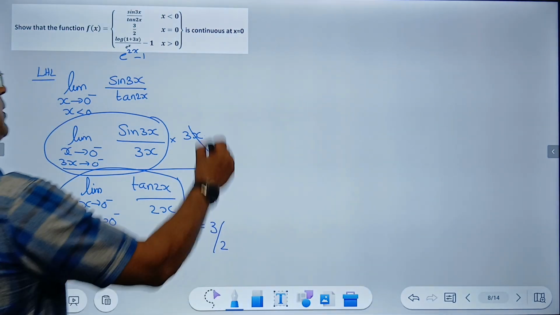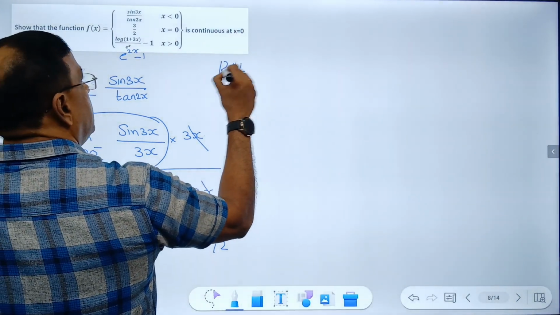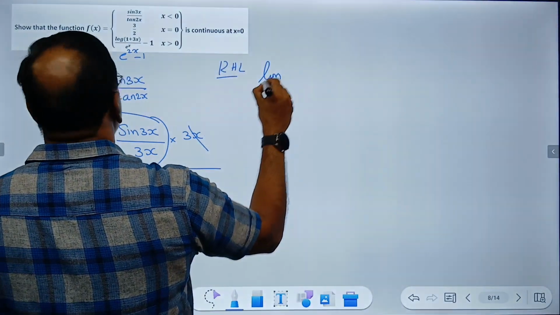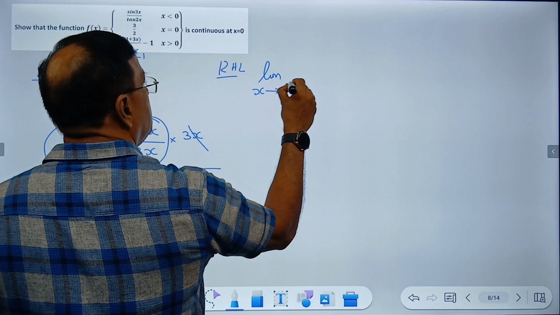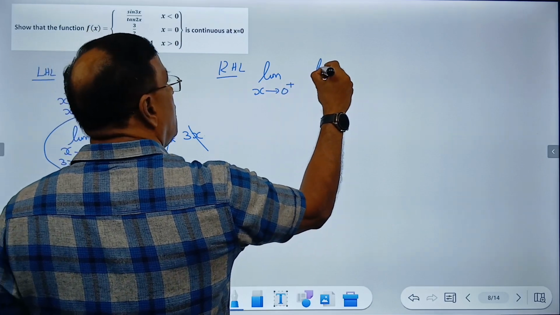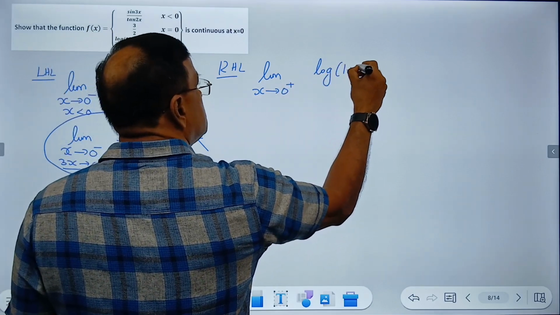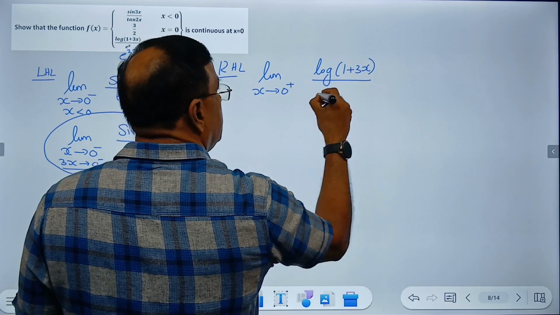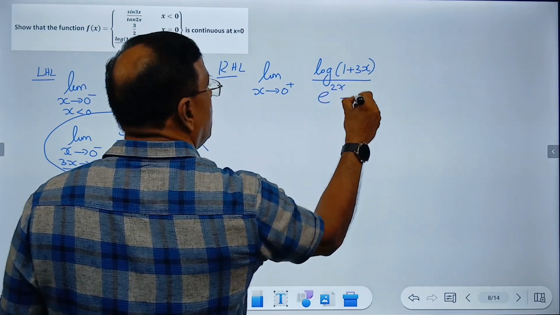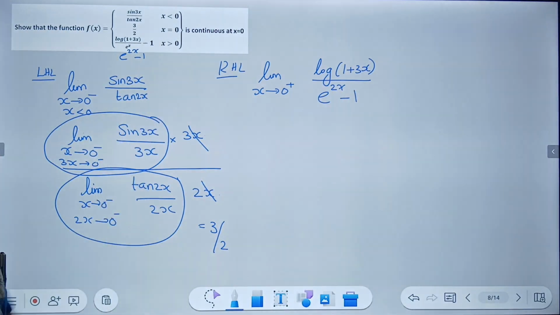Correct? Now what is my right hand limit? My right hand limit is limit x approaches 0 plus, log of 1 plus 3x divided by e power 2x minus 1. All class 11th portion, okay?